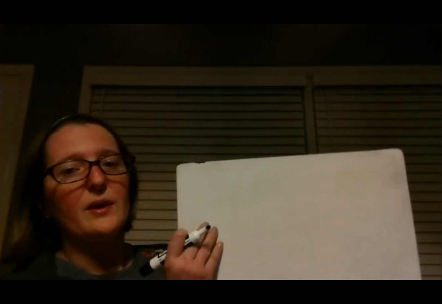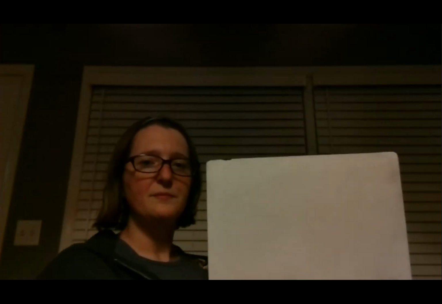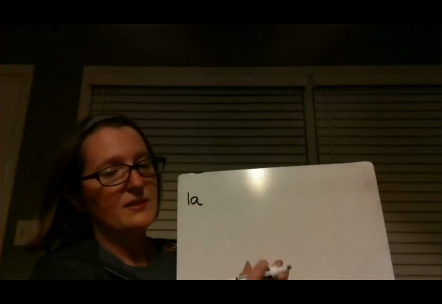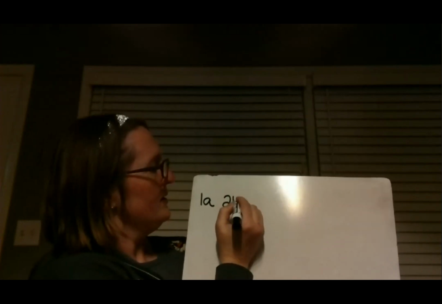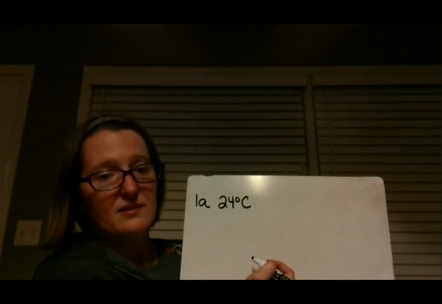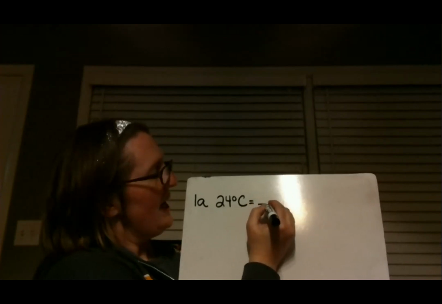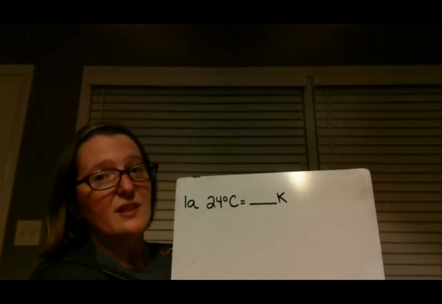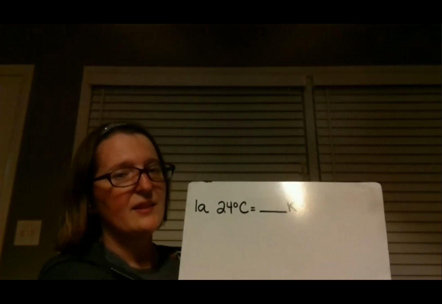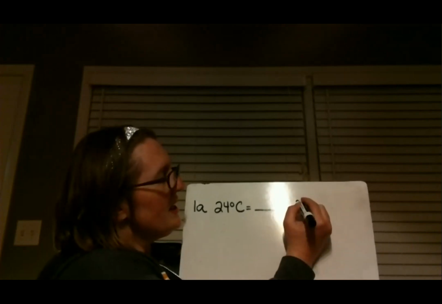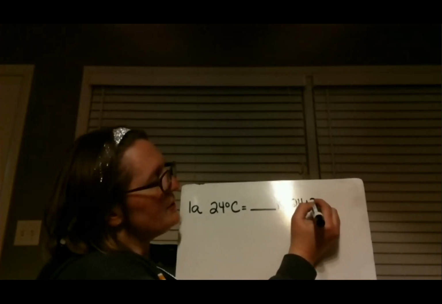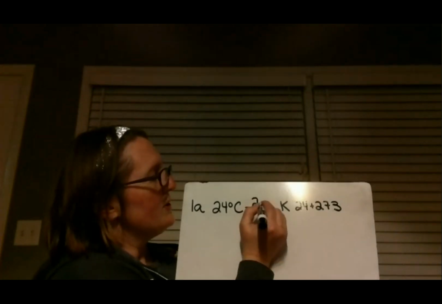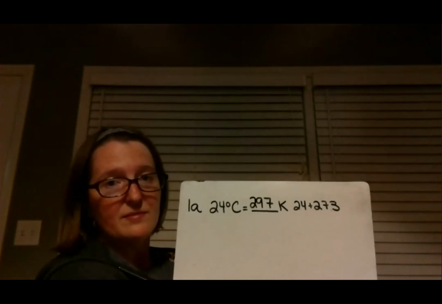So remember for 1A, it's going from 24 degrees Celsius equals how much Kelvin? All right, so remember when we go from Celsius to Kelvin, we add 273. So we're going to take 24 plus 273, and you're going to get 297 Kelvin.